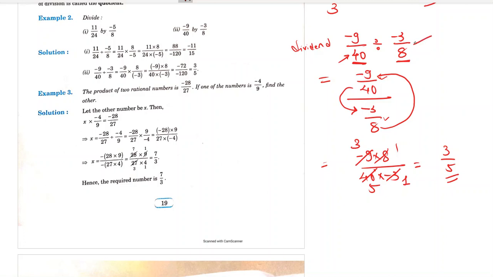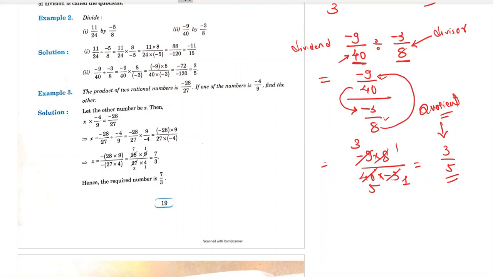What is this rational number? Divisor. Divisor. And what is the answer known as? Answer is quotient. So on dividing the dividend by divisor, you get the quotient. Here there is no remainder as such, right? Because rational number divisions are simple. Okay.